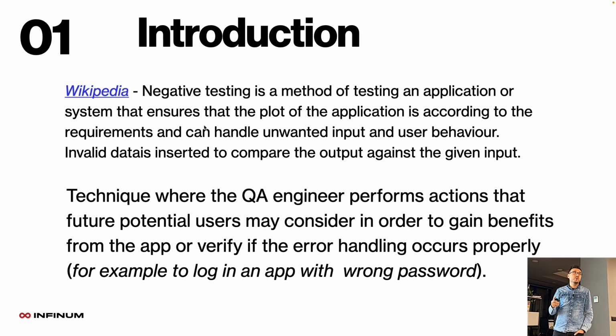But as QA, we can give our overview and shorten this definition. We can say that negative testing is a technique where QA performs actions that future potential users may do in order to gain unwanted benefits from the application or the system. For example, try to log in with incorrect credentials, or try to complete a purchase or an order with an invalid credit card, an expired credit card, etc.